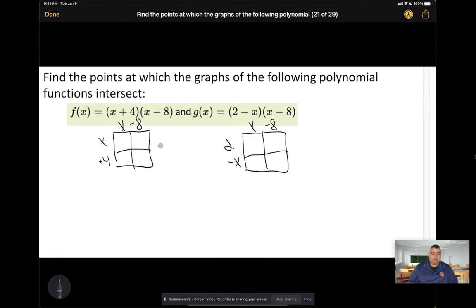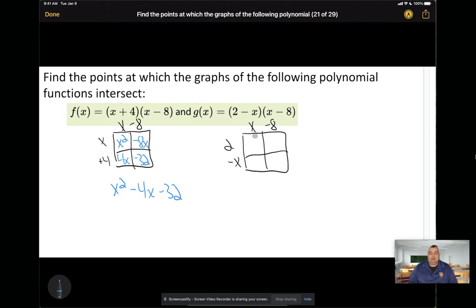All right, so let's do this first one here. x times x is going to be x squared. Negative 8 times x is going to be negative 8x. 4 times x is going to be 4x. And negative 8 times 4 is going to be negative 32. So if we put everything together, starting with x squared, we end up with x squared. Negative 8x and a positive 4x is going to give me a negative 4x minus 32.